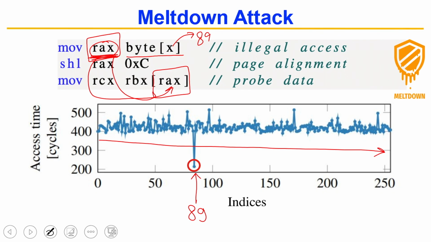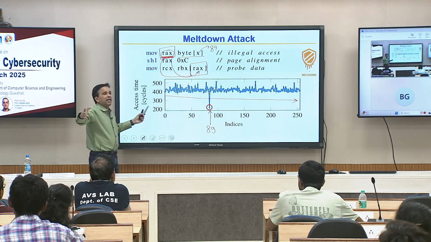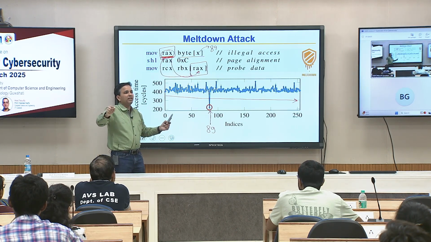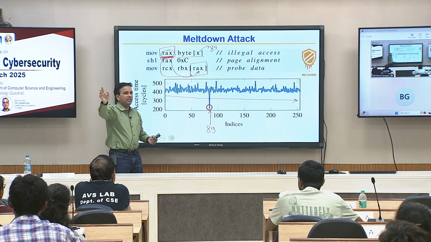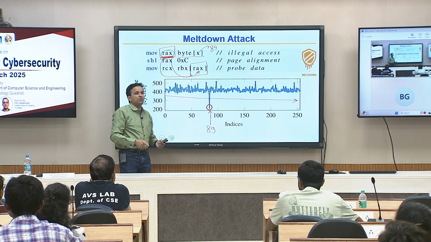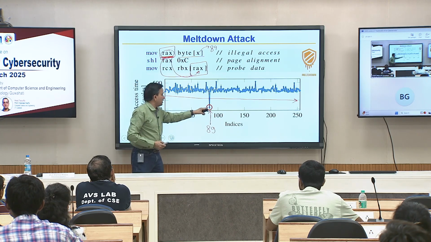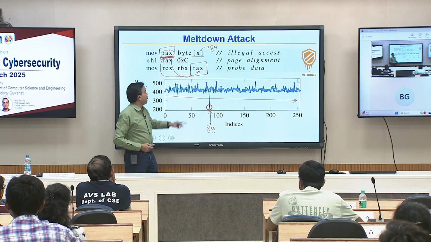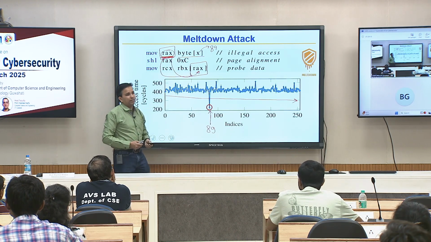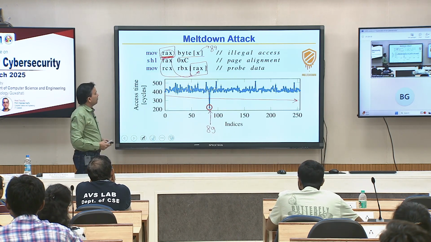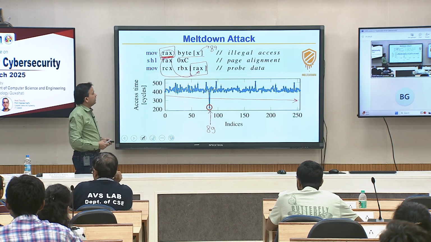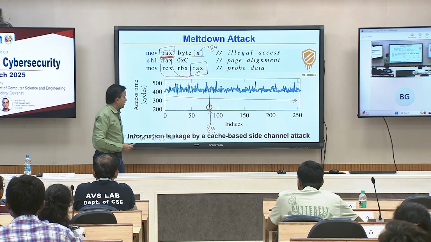First time you attack, you get the data, then you find which location is actually causing this. Then create another array, a big array where that location is one of the elements, and then flush everything, allow the victim process to run this time, and then do this access. Whichever location is fast, that location itself is the value, because of the way we constructed this program. Okay. So, that is basically the Meltdown attack.